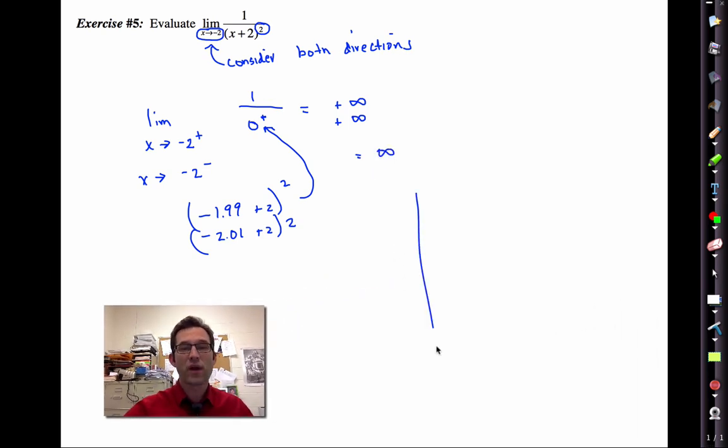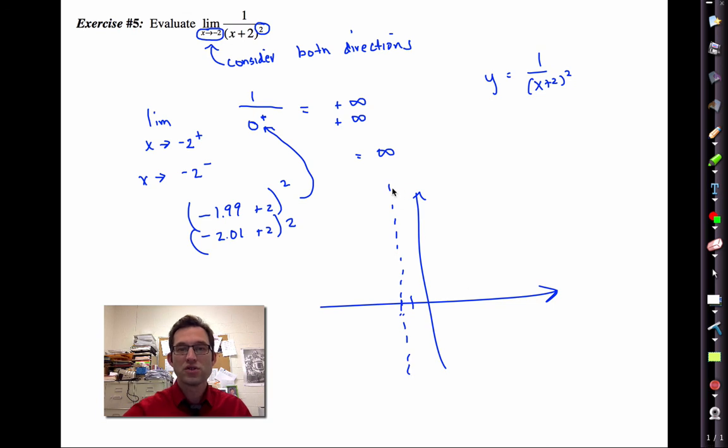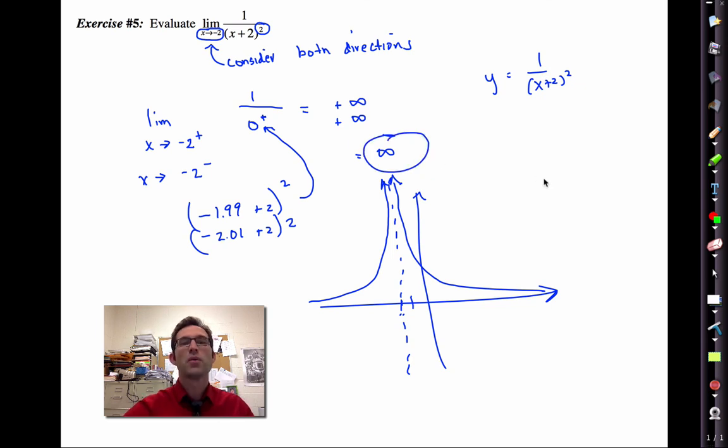One can understand this graphically, right? Because this function, y equals 1 divided by x plus 2 quantity squared, is simply the function y equals 1 over x squared that's been shifted 2 units to the left. So from both directions, we're headed up towards infinity. All right? So pause the video now, write down what you need to, then we'll finish up the lesson.